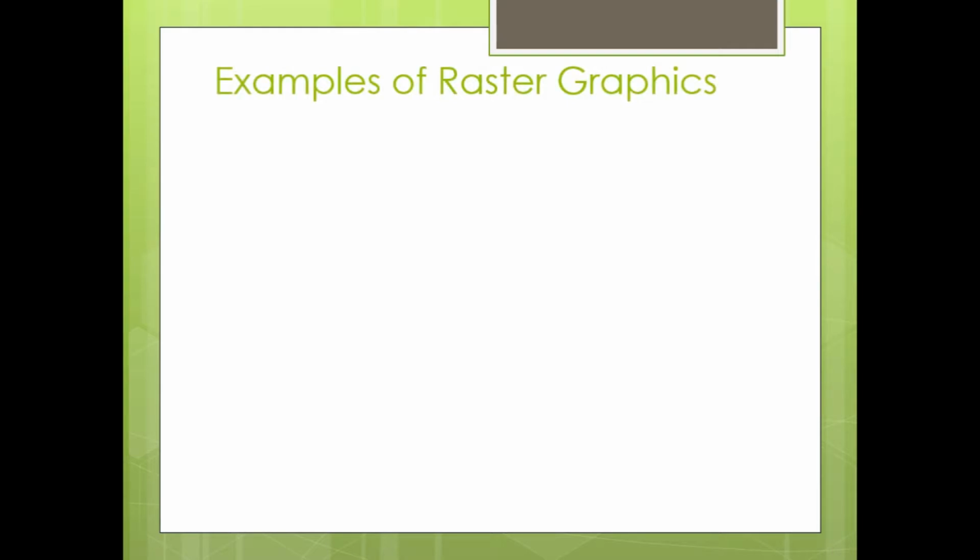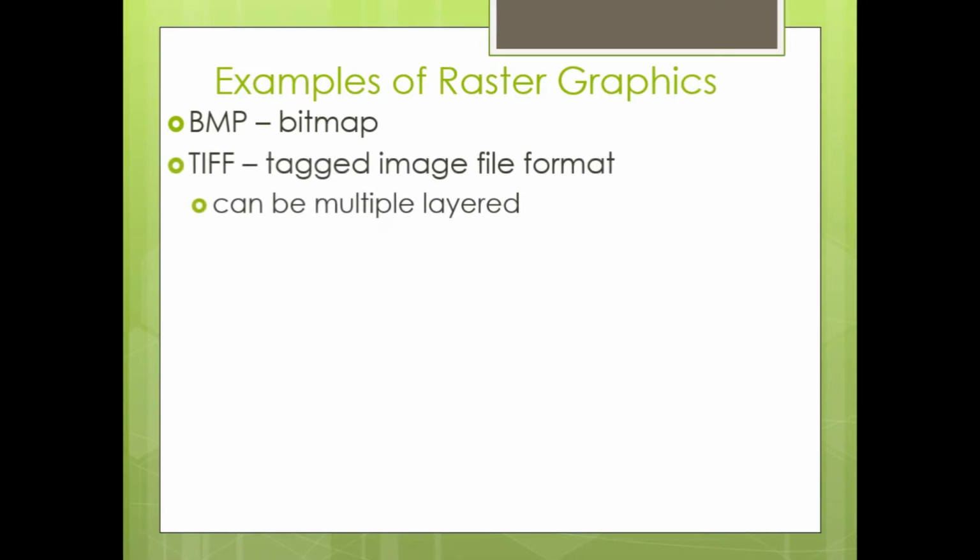So ito yung mga examples ng raster graphics. Una, yung tinatawag na bitmap or BMP. So ang kanyang file name extension is BMP. Next, TIFF or Tag Image File Format. Minsan makikita mo TIF lang. So it can be multiple layered, parang sa Photoshop document na naka-preserve pa rin yung mga layers niya at pwede nating ma-edit.